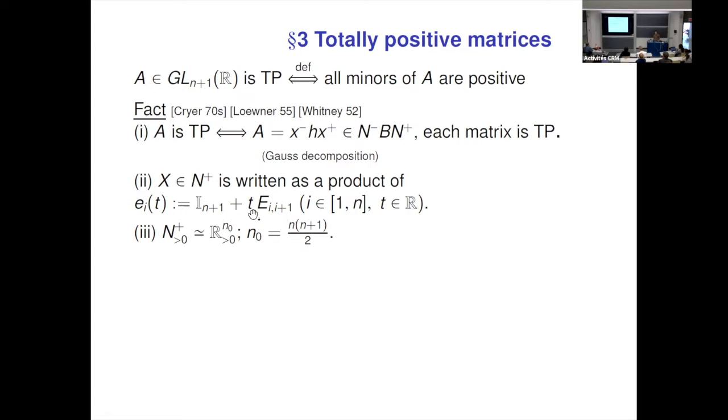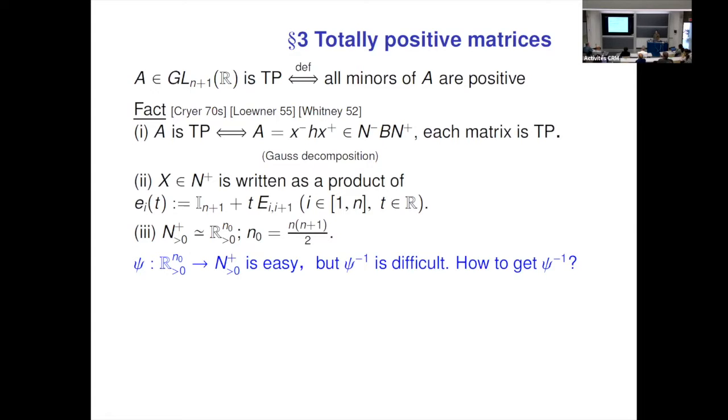Actually all elements in this set are written as a product of these elementary matrices, varying t and i. And third, the totally positive subset of upper triangular matrices is isomorphic to the positive real numbers to the N, the space R_{>0}^N, where N is the number of upper triangle entries of this matrix. So this is a very basic but important result.